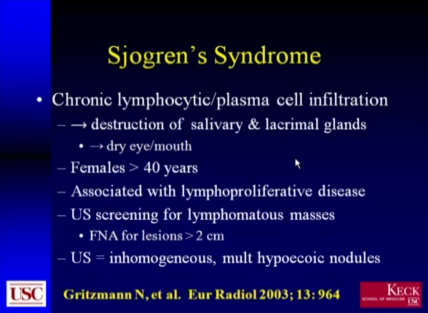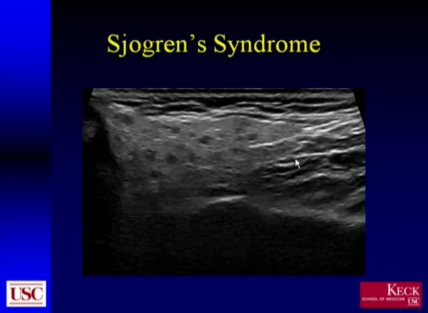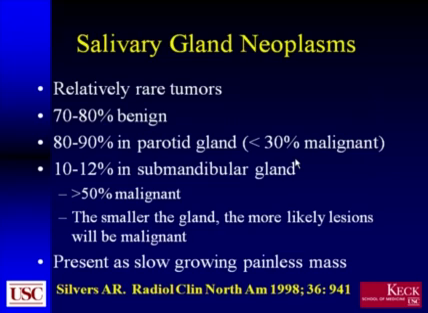It may lead to glandular inhomogeneity, and again, those multiple small hypoechoic nodules which we've shown in other cases are said to be relatively typical. This is such a case here. This was a 45-year-old woman. You can see that the salivary gland in this particular case is literally peppered with these small hypoechoic nodules.